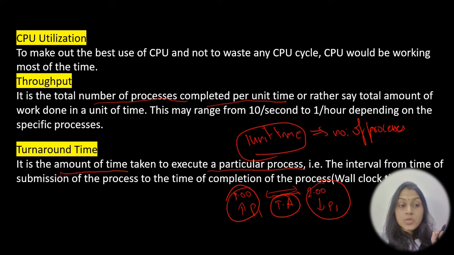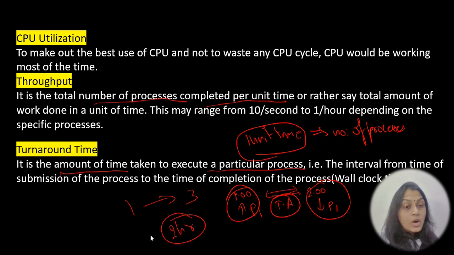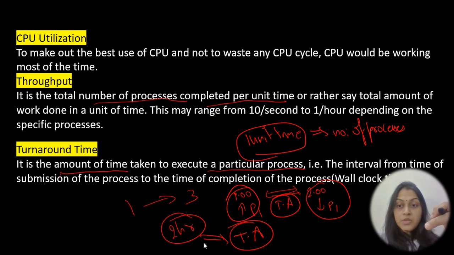Just like a wall clock time. If suppose I said the class is from 1 to 3, how many hours is the class? The class is 2 hours. So this 2 hours is nothing but the turnaround time. A turnaround time is the interval from the starting of the class to the ending of the class. How much time I had taken for the class, that is, I had taken 2 hours of class. This is called the turnaround time.